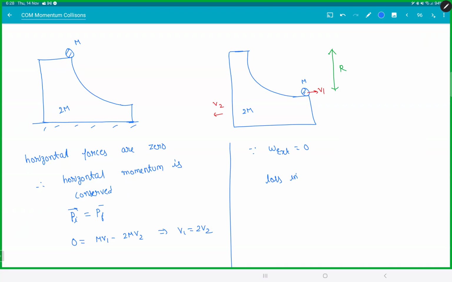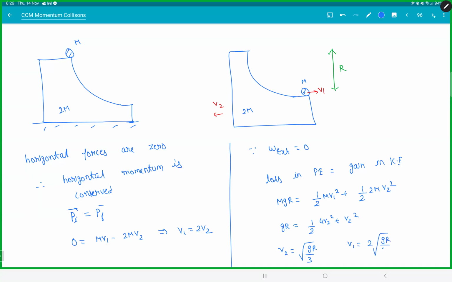These are the things you will learn when you practice. So loss in PE is gain in KE. See, I'm solving all this without any FBD. How much energy did you lose? mgR. Only the ball is falling. What is the kinetic energy gained? Half mv1 square for the ball, half 2mv2 square for the wedge. v1 is equal to 2v2. So this will be gR equals half of 4v2 square plus v2 square. So v2 is equal to root over gR by 3, and v1 is equal to 2 times root gR by 3. That's how you get your velocities.